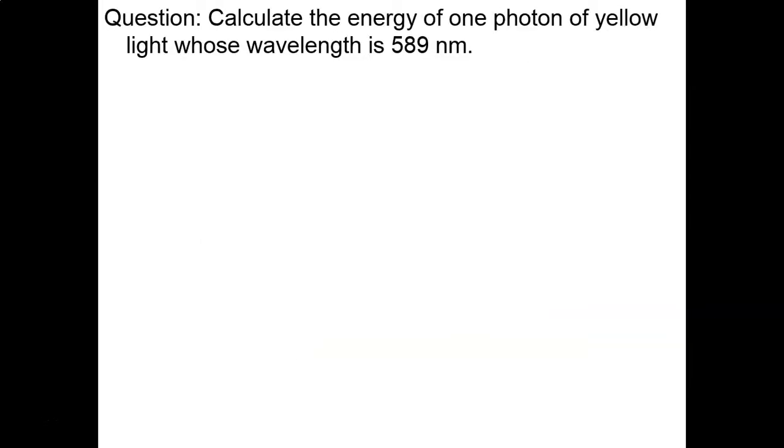So let's do that. So now we're going to calculate the energy of one photon of yellow light whose wavelength is 589 nanometers. Remember, these are only for single photons. When you're doing these calculations, it's basically one packet of light. We're not talking about a mole of them, which is 6.02 times 10 to the 23rd of them, which is more logical because you don't just get hit by one photon, right? You get hit by a whole bunch of photons. But for our purposes in these calculations, we're going to base it on a single photon.